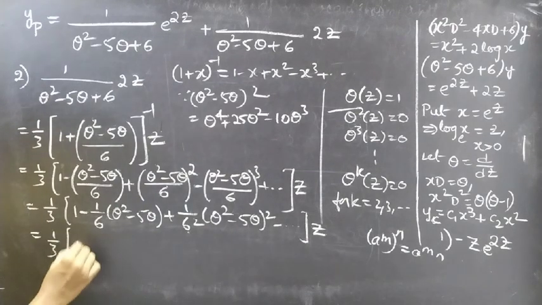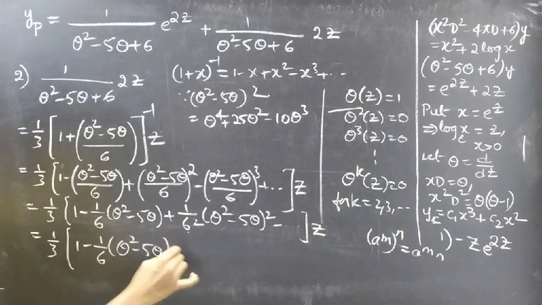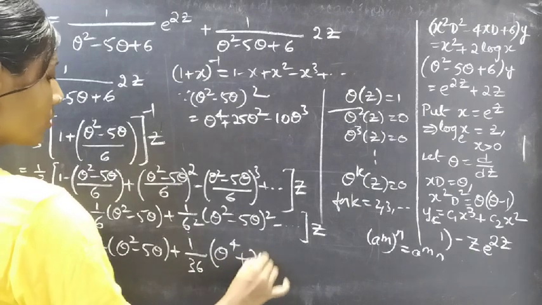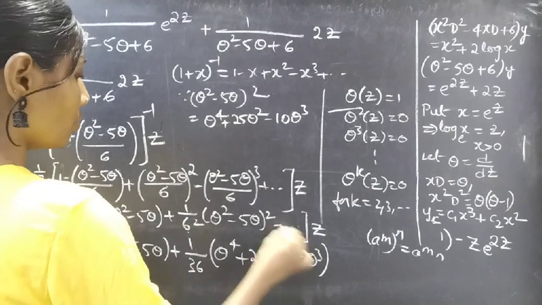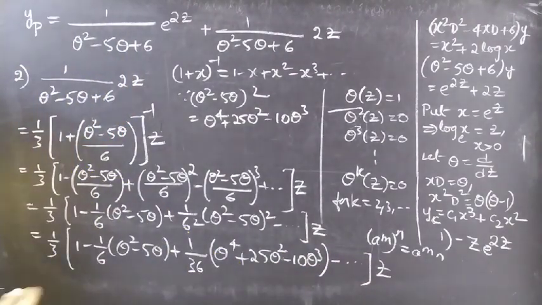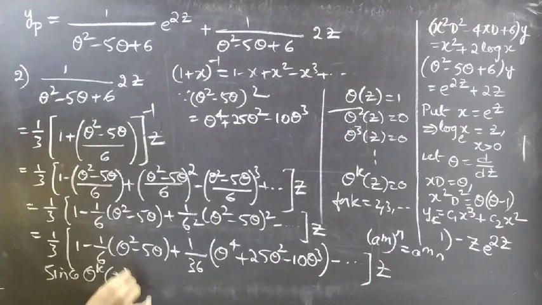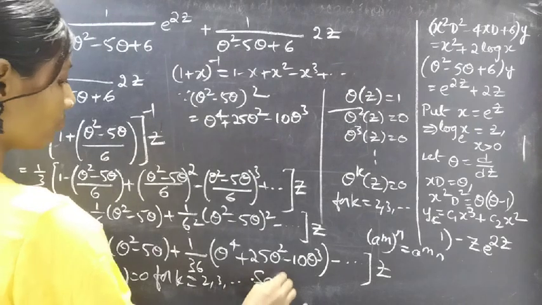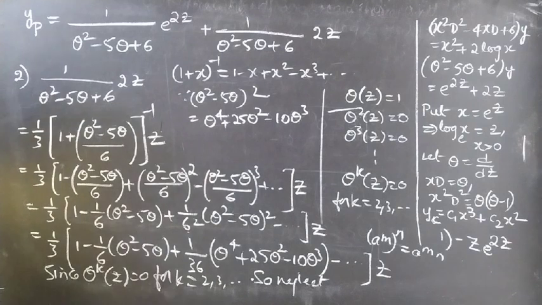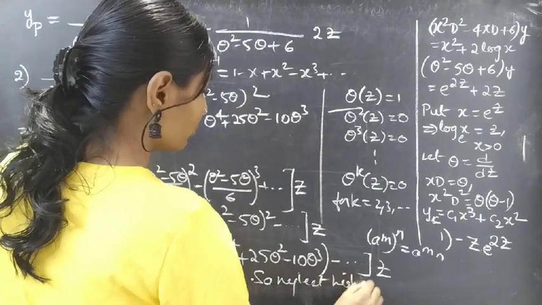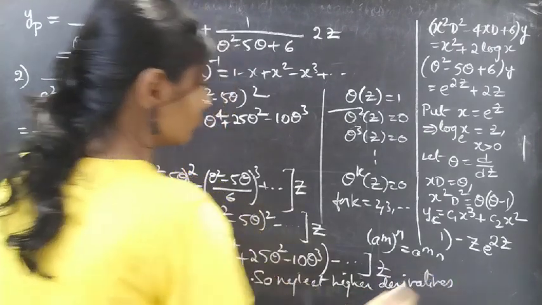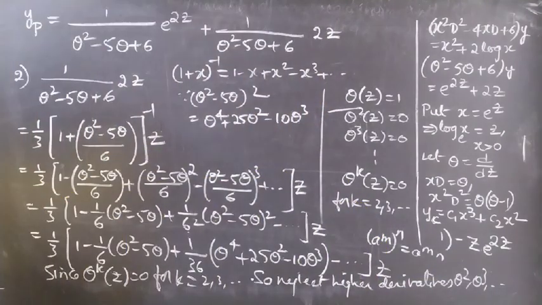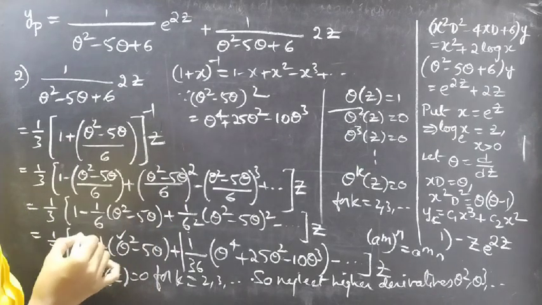This equals 1 by 3 into 1 minus 1 by 6 into (theta square minus 5 theta) plus 1 by 6 square, which is 36, into the expansion of (theta square minus 5 theta) whole square, which is theta power 4 plus 25 theta square minus 10 theta cube minus so on, into z, right? Since theta power k of z equals 0 for k equal to 2, 3 and so on, right? So neglect higher derivatives, theta square, theta cube and so on. So we can neglect all the terms from here and also the theta square term from the second term.